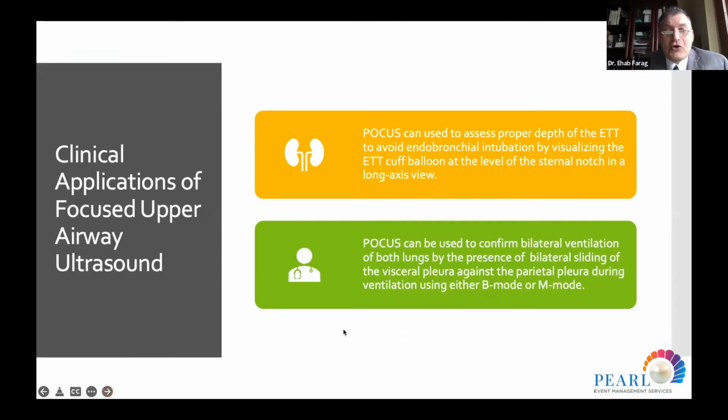The POC, point of care ultrasound, can also be used to assess the depth of the endotracheal tube to avoid endobronchial intubation by visualizing the ET cuff balloon above the level of the sternal notch in the long axis view. Also, point of care ultrasound can be used to confirm bilateral ventilation, both lungs, by the presence of bilateral sliding of the visceral pleura against the parietal pleura during ventilation using either B mode or M mode. And we are going to explain that more when we talk about pneumothorax.